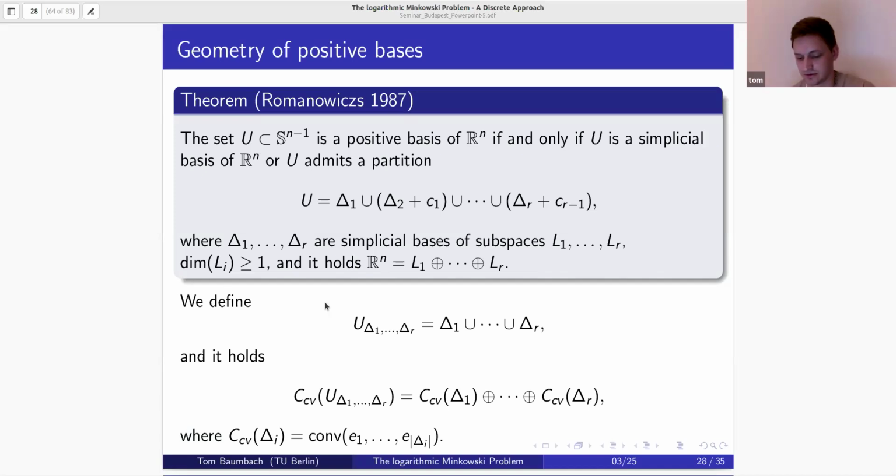That's how I'm thinking about positive bases. To be honest, I'm now defining the set U_{Δ_1,...,Δ_r}, which is just the union of Δ_1 until Δ_r, where we just forget about the shift vectors z_i. Because we have a decomposition of the whole space R^n via the subspaces L_1 to L_r, the cone volume set of this set is just a direct sum of the cone volume sets of Δ_i, and because these are simplicial, we also know how they look. We can write them down as a convex hull of these vectors. So it's a nice, easy way to get some information about the cone volume set.